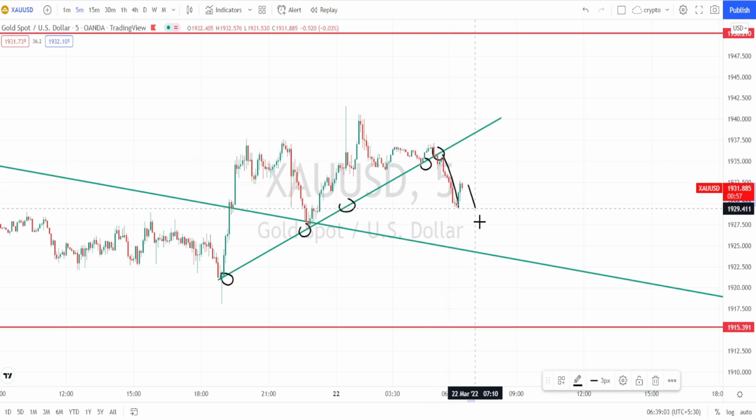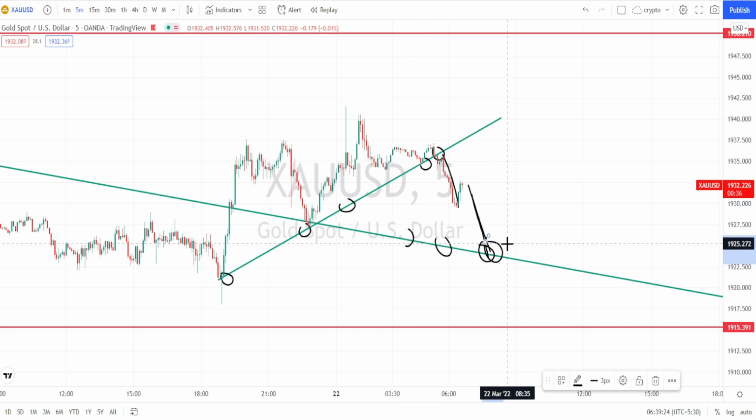So if the bearish trend still continues, we can expect it to take support on the hourly time frame trend line or the support line. If the bearish trend is still stronger, we can expect it to trend down and take support on the higher time frame support level of 1915.